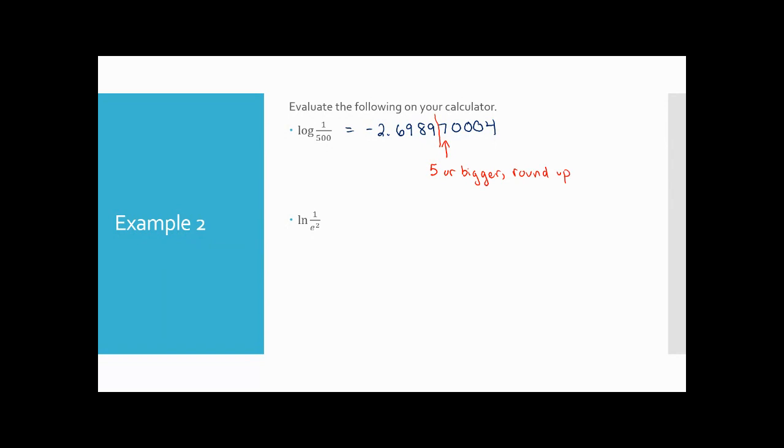So that means that 9 would be rounded up to a 10, but because that becomes a 10, I have to carry the 1, so that 8 is going to become a 9. So your 89 then basically becomes a 90, if you think about it that way. So when we round this, it's going to be negative 2.6990, because I'm rounding that 89 up to a 90.